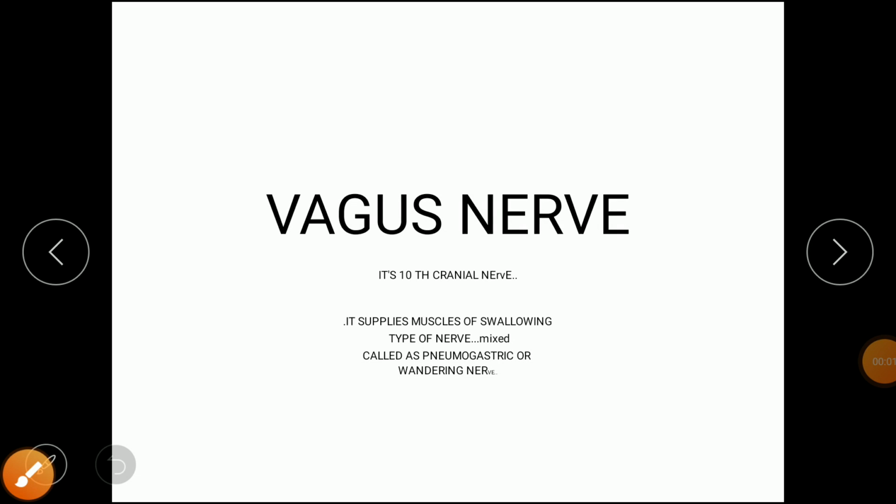Vagus nerve. The vagus nerve is the 10th cranial nerve. It generally supplies the muscles of swallowing also. It is a mixed type of nerve, meaning it has sensory, motor and parasympathetic function also. It is generally called the pneumogastric or wandering nerve.